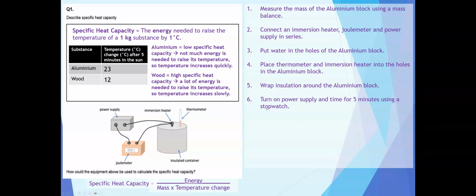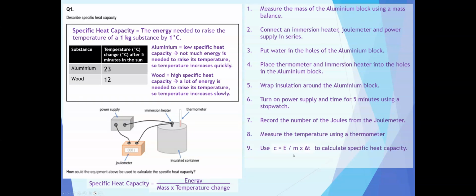Remember, it's always important to state the equipment you're using. So every time I'm stating the equipment, I've stated the stopwatch, the mass balance, immersion heater, joule meter, etc. Record the number of joules from the joule meter and measure the temperature using a thermometer. Use the equation, which we've got down here, to calculate the specific heat capacity. And repeat twice more and calculate the mean. It's as simple as that. Okay, that's it. You'll get your full marks if you mention all that.